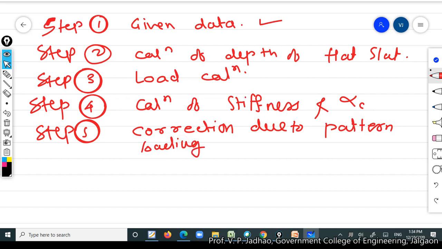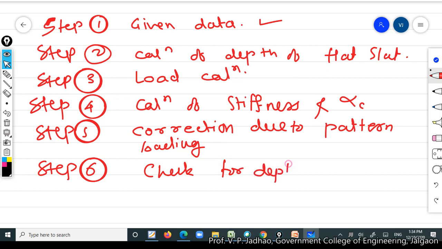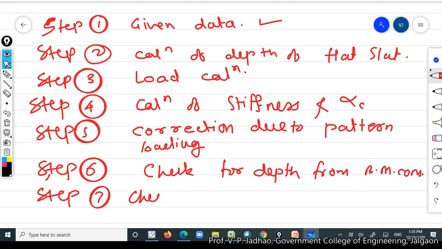Step number 6 is check for depth from bending moment consideration. Step number 7 is check for two-way shear.